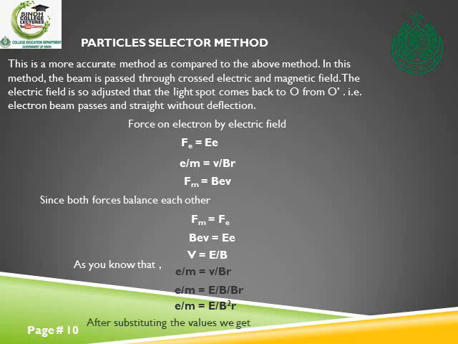After substituting all the values, that is, the radius of the circular path, the magnetic field of induction, which can be calculated by the equation of the Helmholtz coil, and the value of the electric field, the e by m of an electron was calculated equal to 1.75888 multiplied by 10 raised to the power 11 coulomb per kilogram.